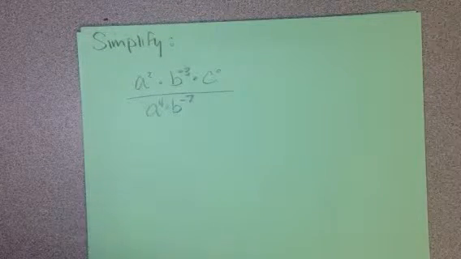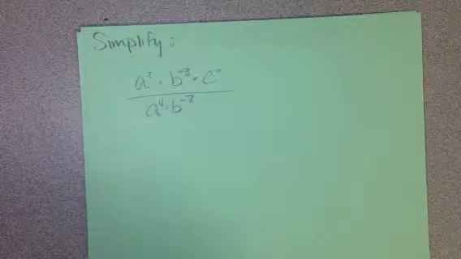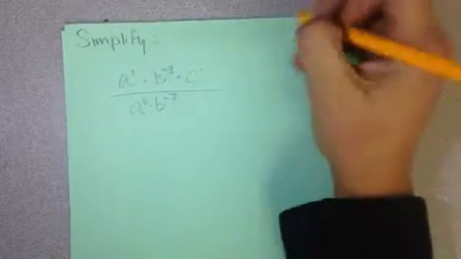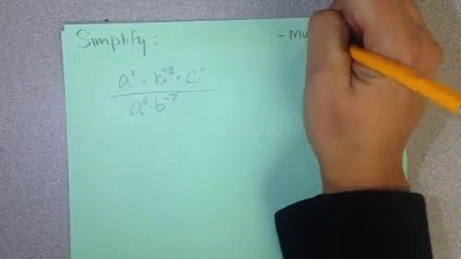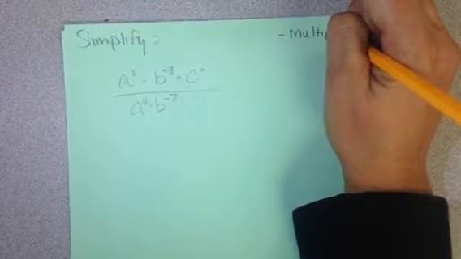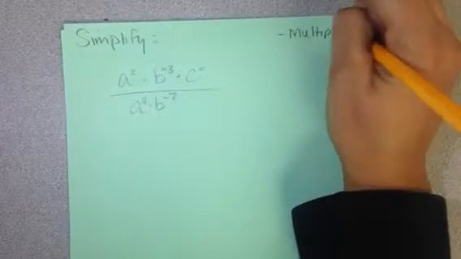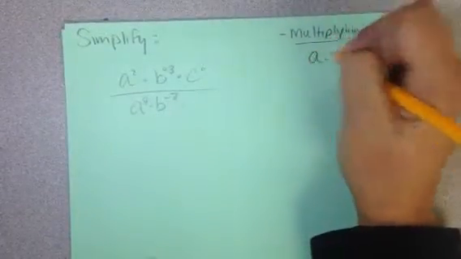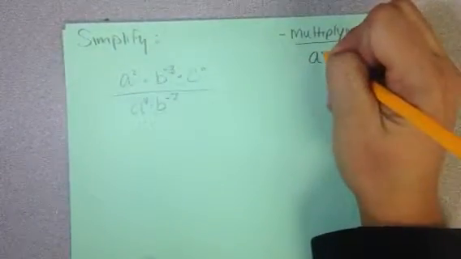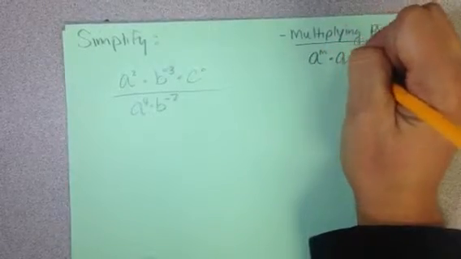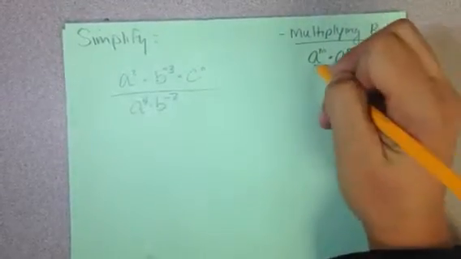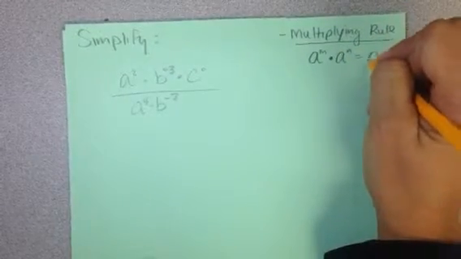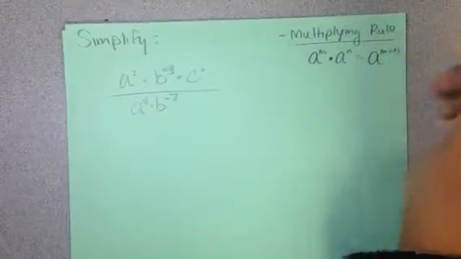So, again, expressions with exponents, there's a few rules. First we have the multiplying rule. That says if you have two items with the same base, different exponents, multiplying together, you're going to add those exponents. So keep your base, add your exponents.